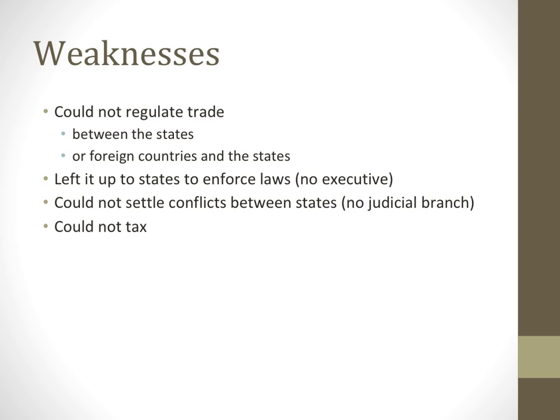So some weaknesses that the Articles of Confederation had. One is they could not regulate trade. They couldn't regulate trade between the states or with foreign countries, which is a big problem because this makes it difficult to raise any money. One of the main ways that governments often made money was by taxing imports and things of that nature. Without the ability to regulate trade, which includes the ability to tax, that creates a problem.